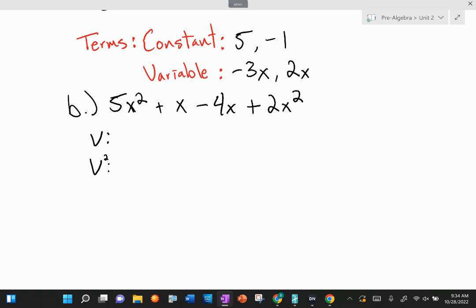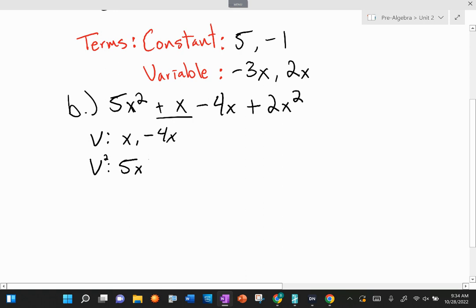So for the variable terms, we'd have x and negative 4x. For the variable squared terms, we'd have 5x squared and 2x squared. Okay, so keep that in mind.